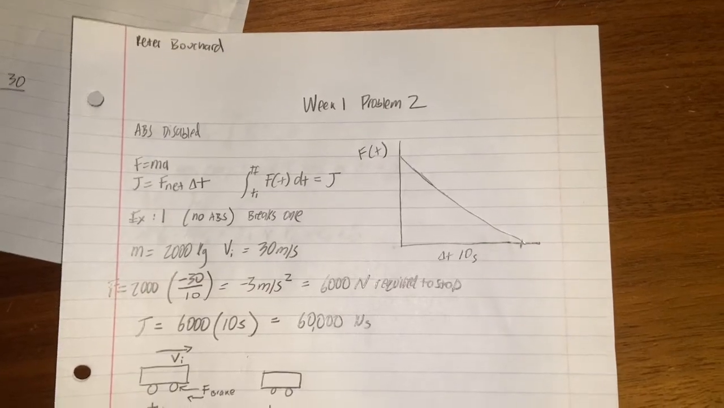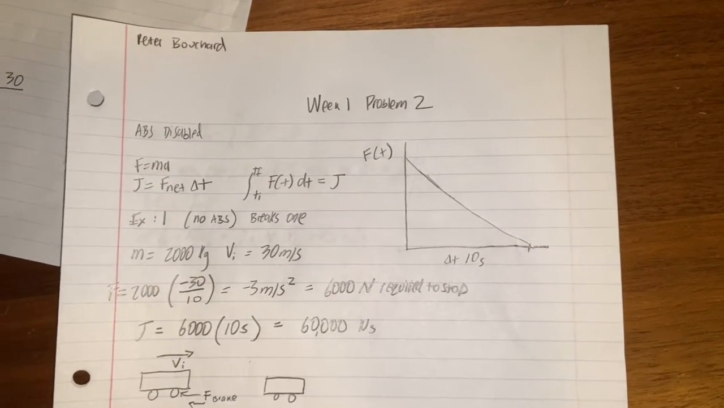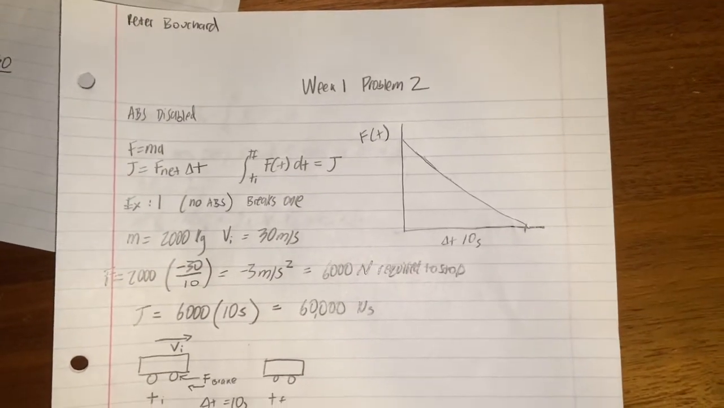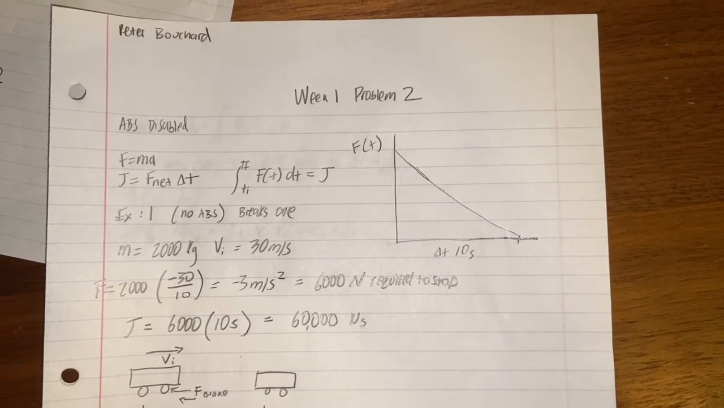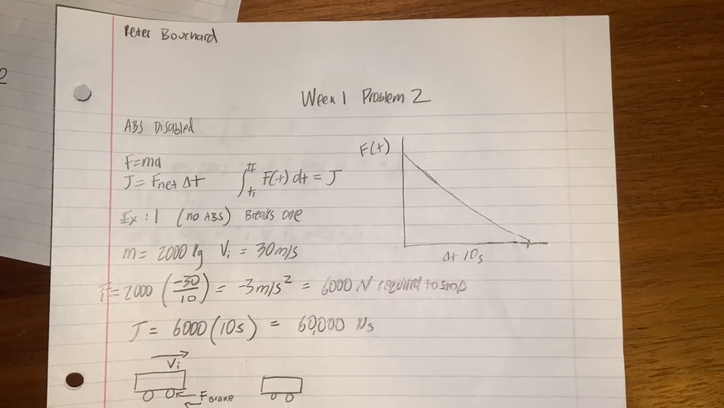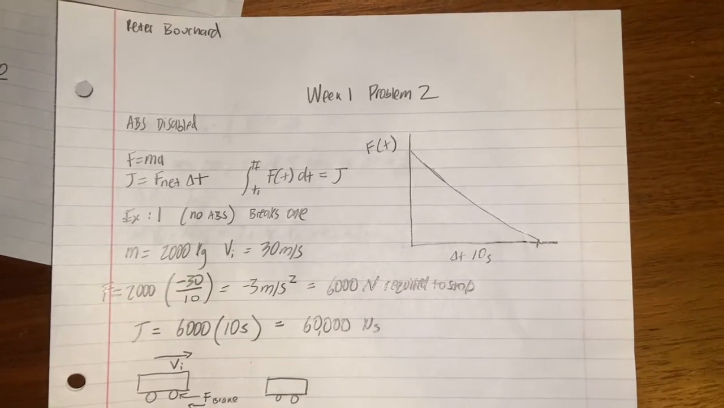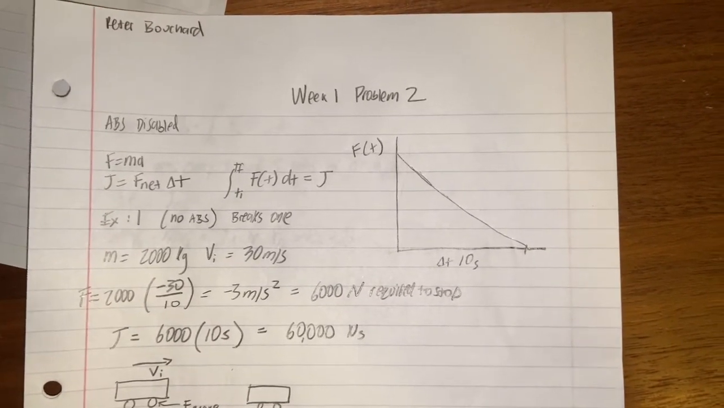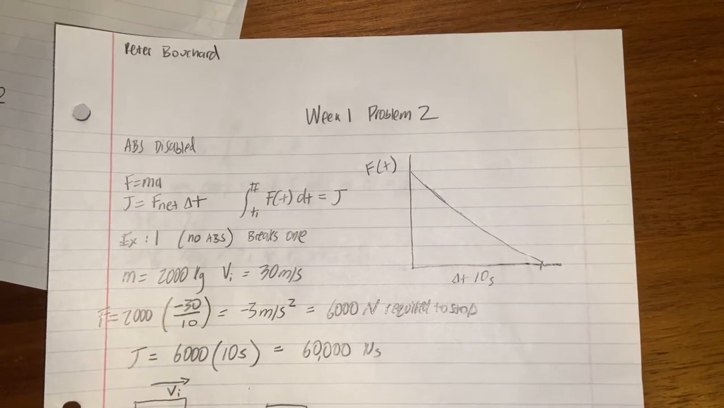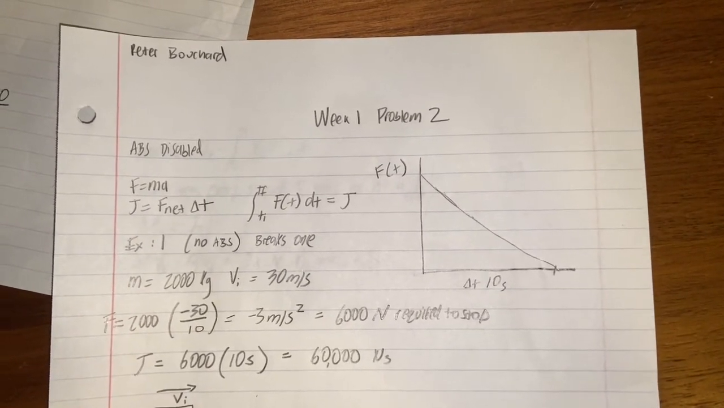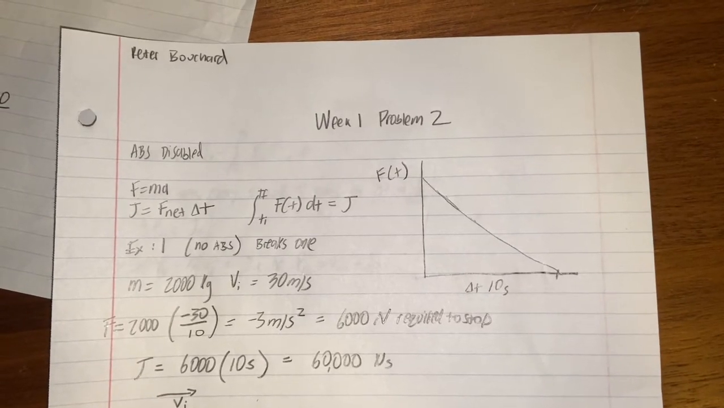Alright, so this is my problem 2 for the week 1 video explainers, and this problem involves a system called an anti-lock braking system, which basically pulses a car's brakes in order to allow for safer driving, so that the car can be driven safely while the brakes are being applied.